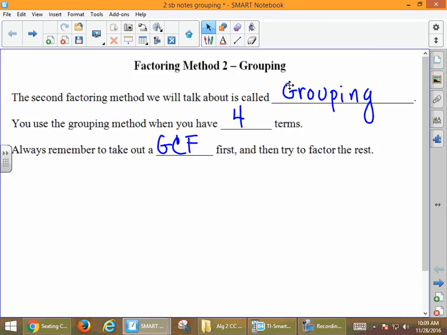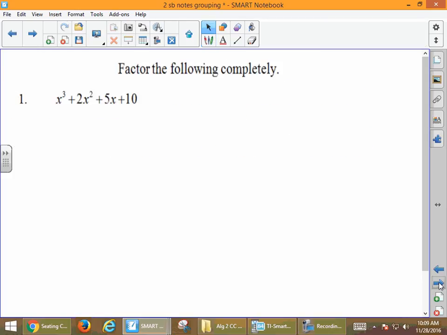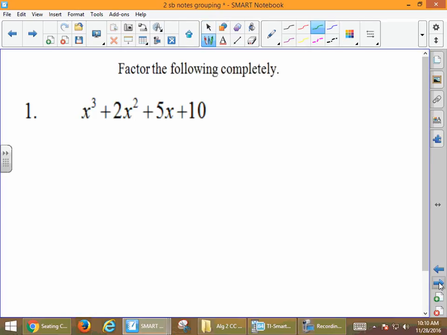So as we take a look at our first example, x cubed plus 2x squared plus 5x plus 10 has 4 terms in it. X cubed is a term, 2x squared is a term, 5x is a term, 10 is a term. And what we're going to do is break this group of 4 up into x cubed plus 2x squared. We're going to make that a group. And then we're going to make 5x plus 10 a group.